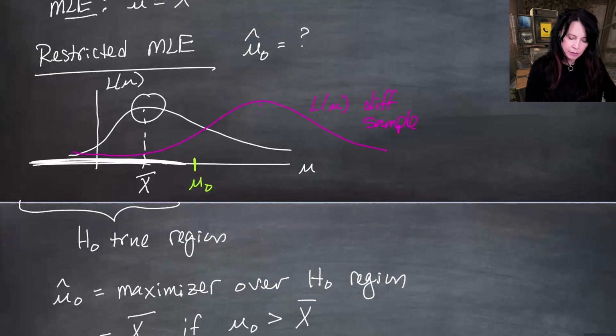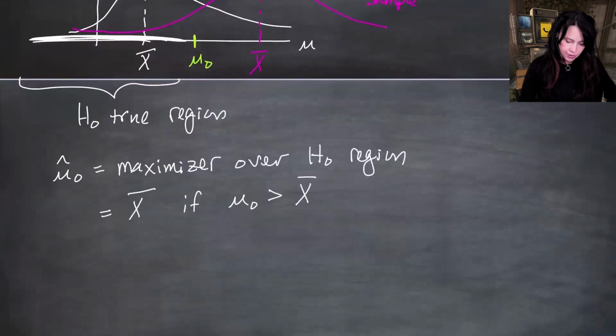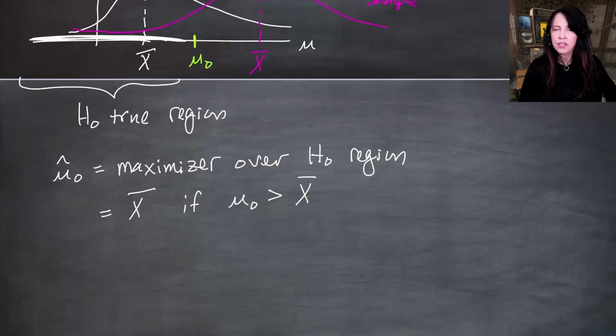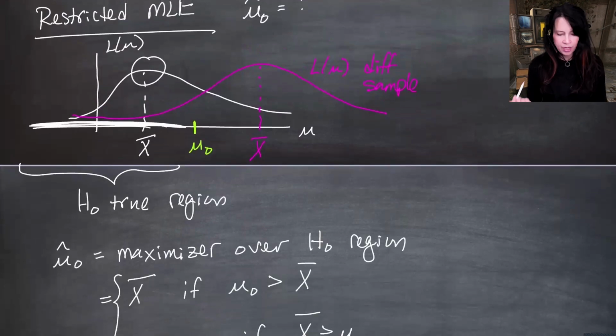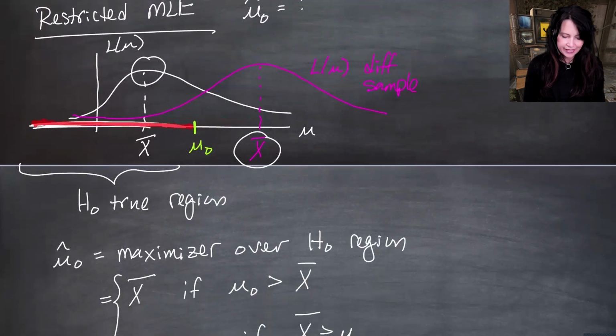In this case, since it's maximized at x bar is going to be over here. And so let me continue what I was writing at the bottom by putting some brackets in. I'm going to talk about the case if x bar is greater than or equal to mu naught, or you can put the equal sign on either part of this piecewise function. So looking at the pink graph only, here is where the maximum occurs, but the restricted MLE is going to maximize it over this region.